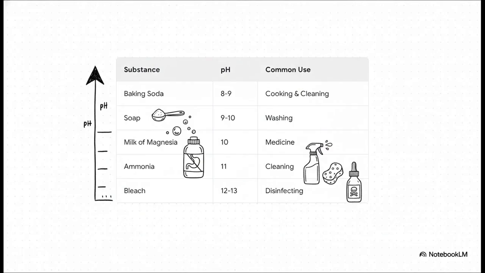Just look at this lineup. It's incredible. We start with something gentle like baking soda, a really weak base. Then we move up to soap and milk of magnesia. Yep, that's a base you drink to calm down stomach acid. As we keep climbing the pH scale, we get to the heavy hitters. Ammonia, a super powerful cleaner, and then all the way up near the top, you've got bleach, a very, very strong base we use for disinfecting.